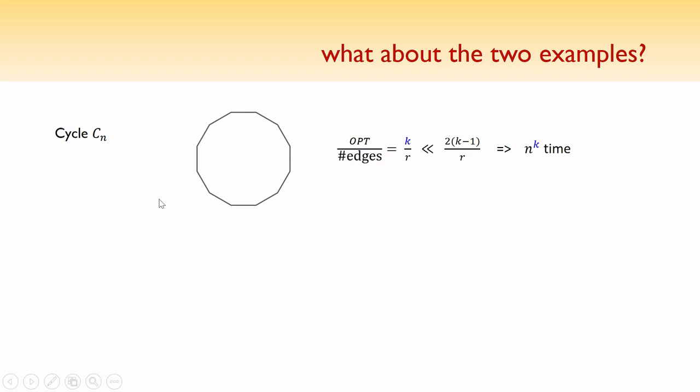So for the cycle, note that opt over the number of edges is k over r, because for the cycle graph, when we contract an edge, we still get a cycle. So at each iteration, the remaining graph is always a cycle. So opt over the number of edges is always k over r, and this k ends up translating to the exponent here. And this k is much less than 2k minus 1. We actually get that for a cycle, the Karger-Stein algorithm outputs a min k-cut with probability 1 over n to the k, which is much better than 1 over n to the 2k minus 1. So actually, our analysis is not tight for the cycle.